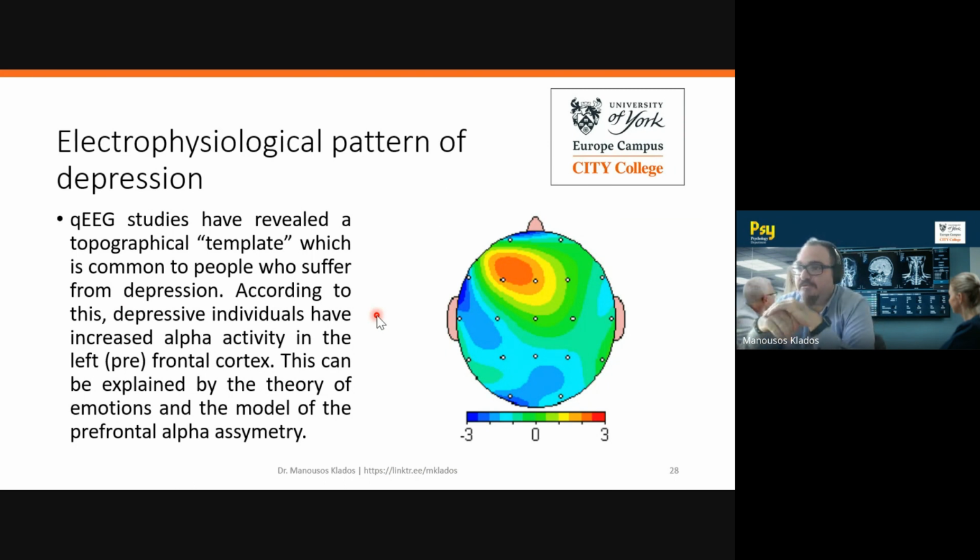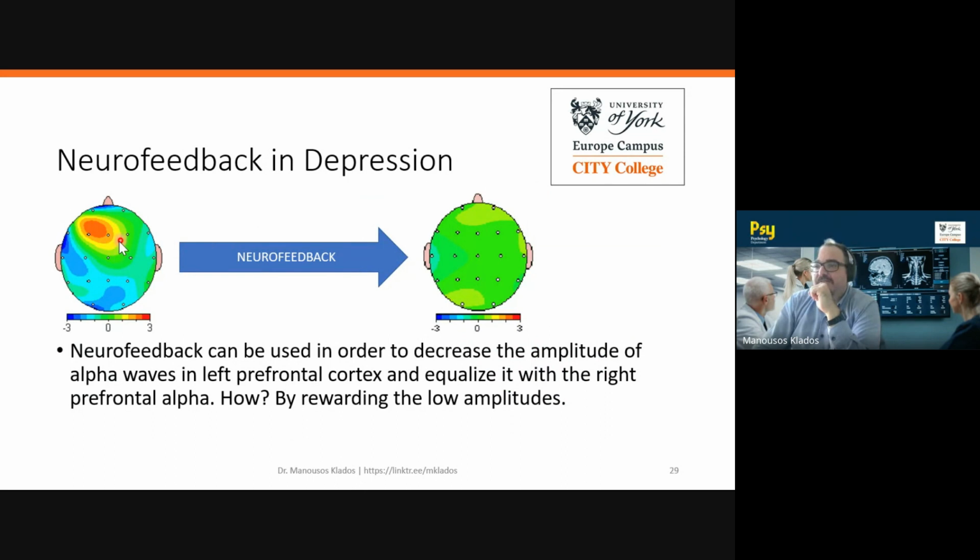Here, as we saw before, is the template of a person who is suffering from depression. We see increased alpha activity in the left frontal, actually prefrontal, side. This is explained by the theory of emotions, the model of prefrontal alpha asymmetry. It's completely understandable. And here you can see how this head looks after neurofeedback.